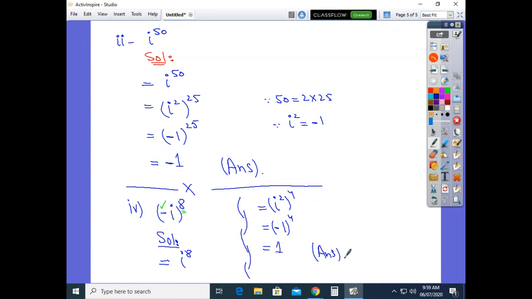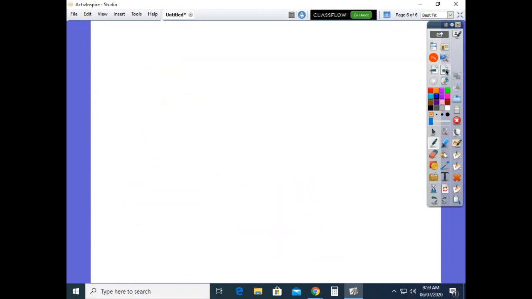Okay, now we move to our next question. The next question is, write the conjugate of the following. Question number 2, write the conjugate of the following.